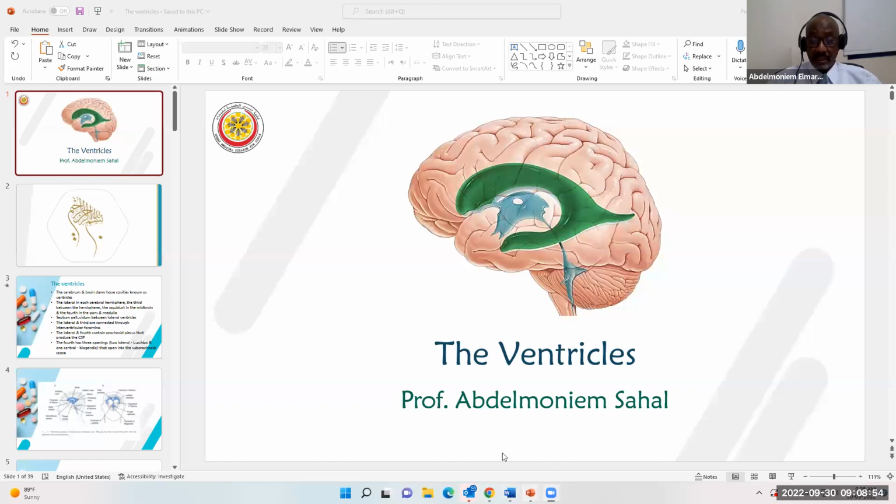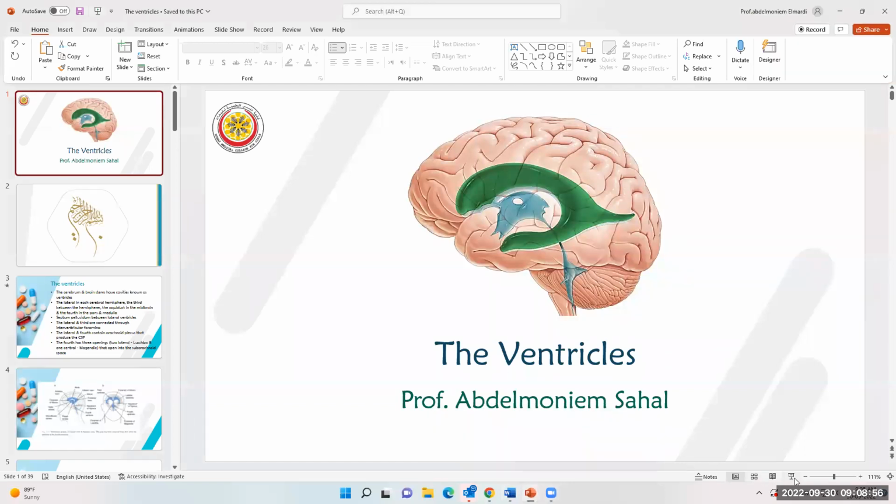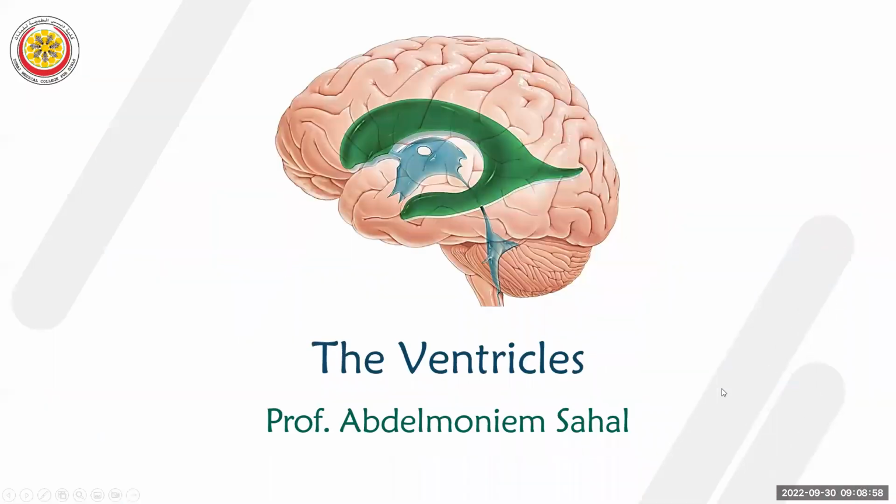Doctor, we covered the meninges, but we still didn't cover the ventricles. You only studied the topography of the brain, the external features? Doctor, could I add something about the ventricles? You can tell us something about the ventricles?